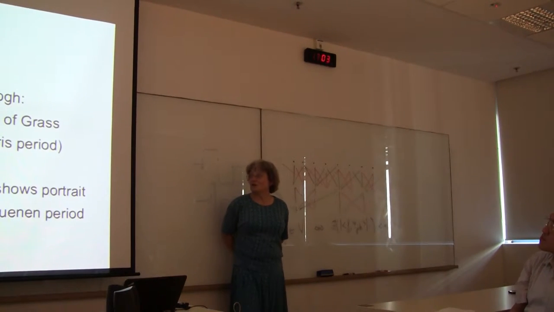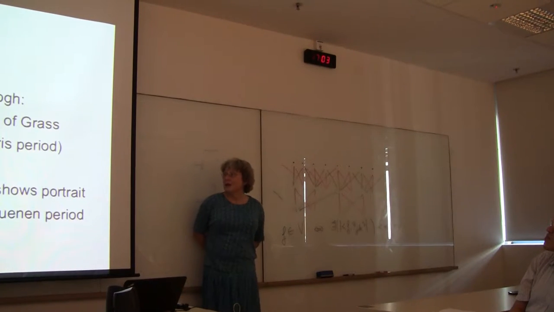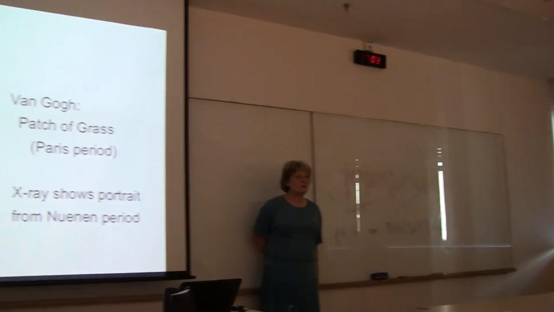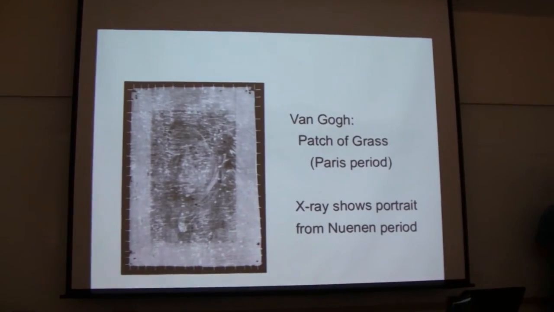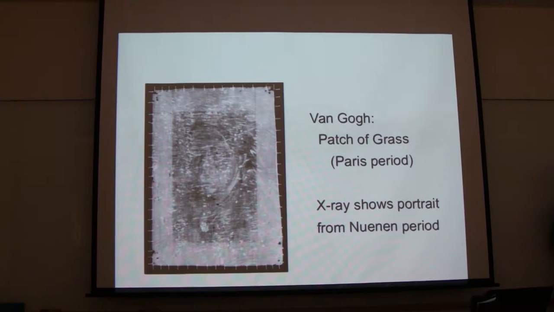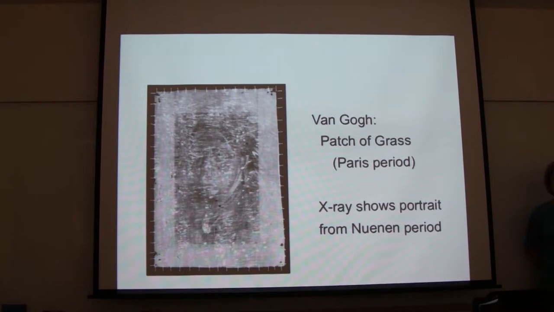But this particular one was of special interest to art historians because it is a painting of his Paris period, yet the painting underneath is a portrait of a peasant woman of his Nuenen period. Nuenen is the small village where he lived with his parents and where he made lots of studies of peasant portraits prior to going to Paris. At that point in Nuenen he was trying to render color with a very dark palette. So he had a very restricted palette and he wanted to nevertheless give an impression of color. And he was trying to see how he could do that.